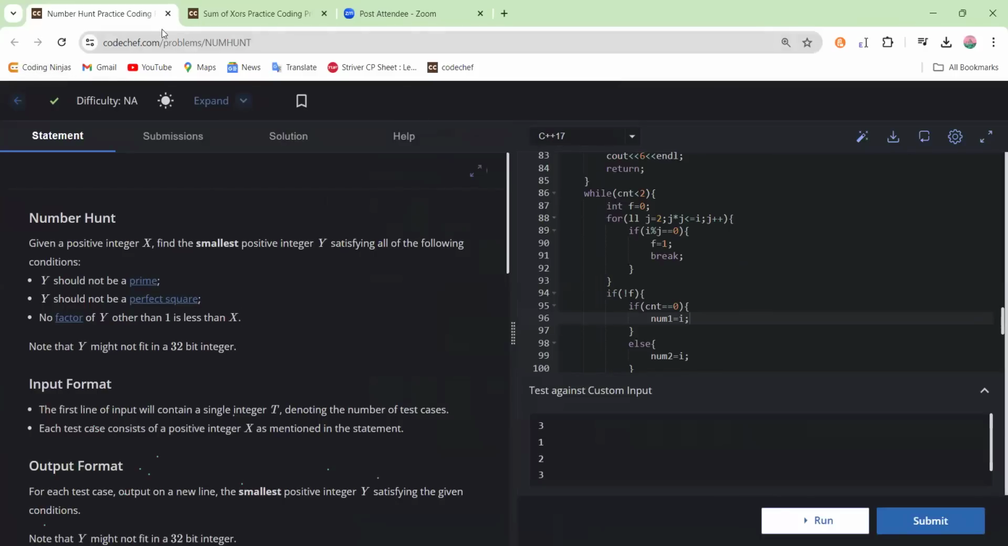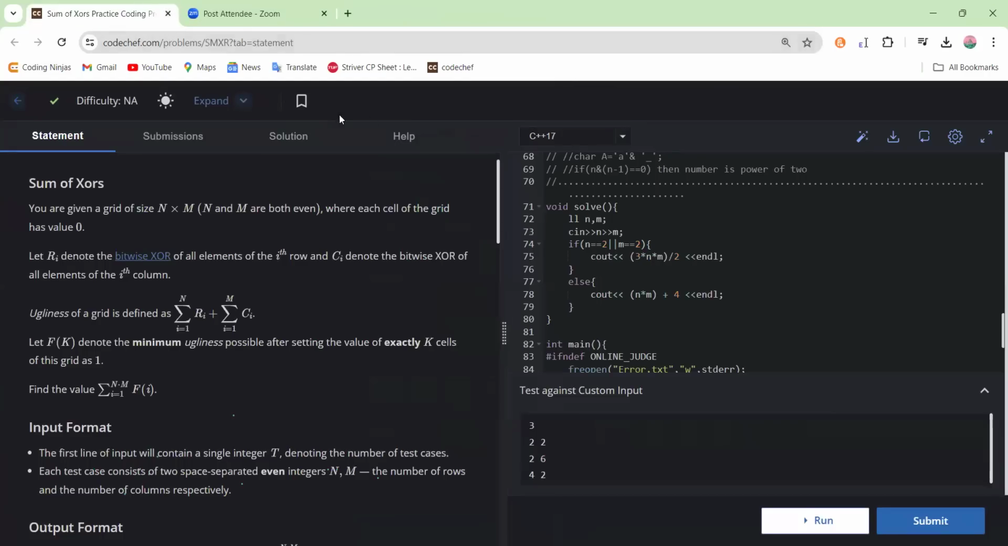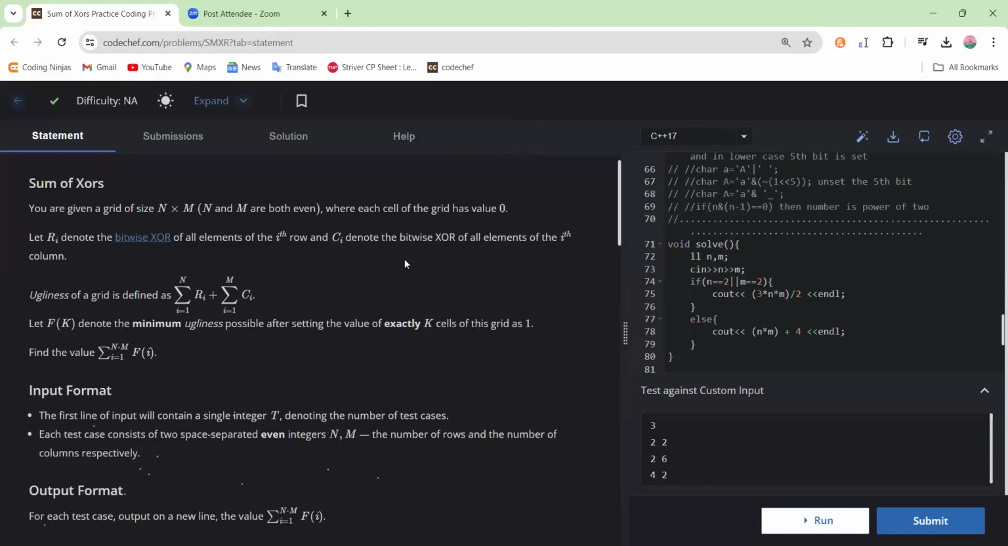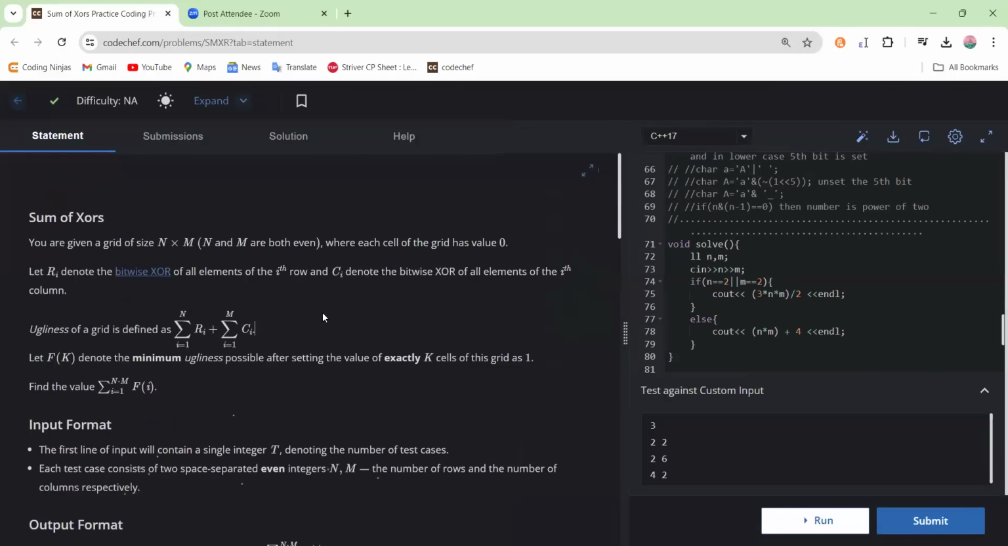So yeah, let's move on to the last question for today. The fourth one. Yeah, this was quite an interesting one. Let's read the question first. How many were able to solve this?